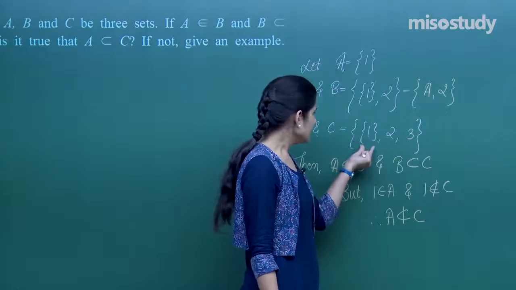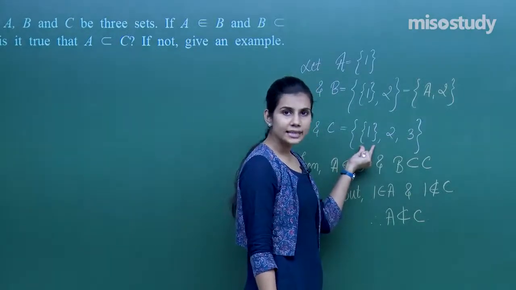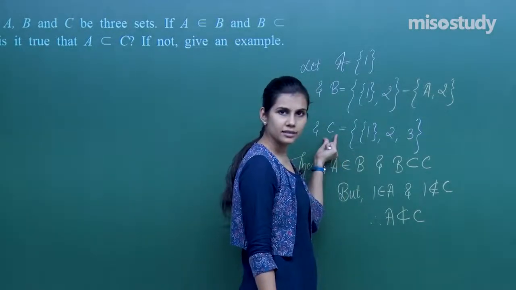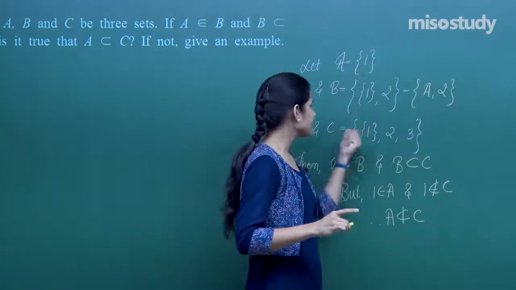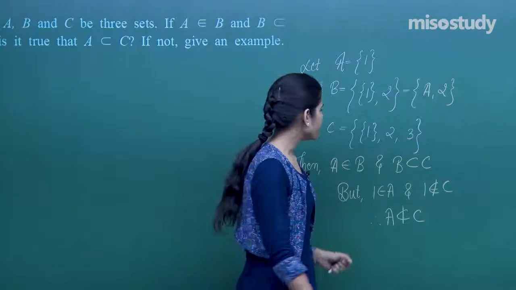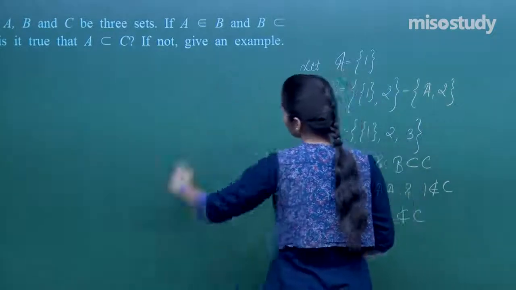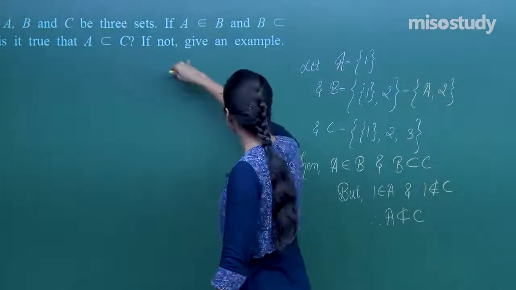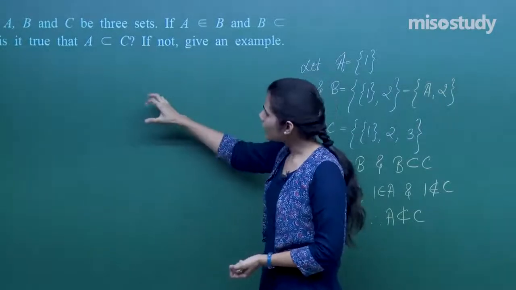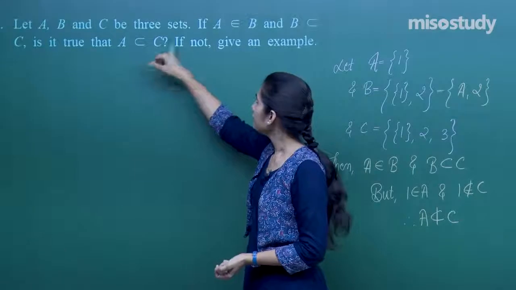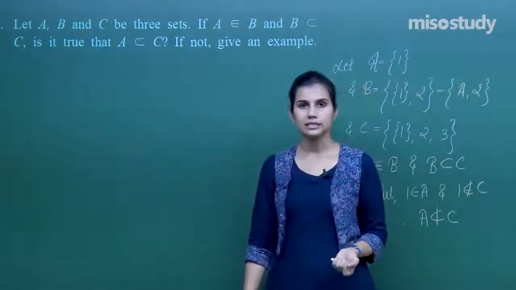Fine? Singleton 1 is a complete set as an element in C. But one element, element 1, which is an element in A, is not an element in C. So therefore, if not given example, it is false. Why? Because this is the example. We have a set A, set B and set C which are violating that A is contained in C even when A belongs in B and B is contained in C.